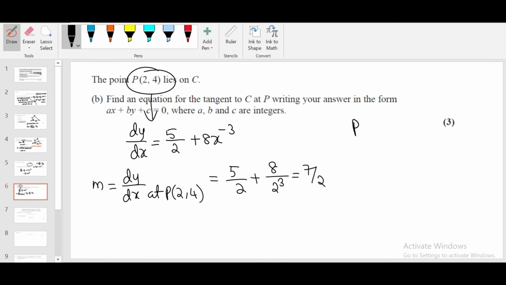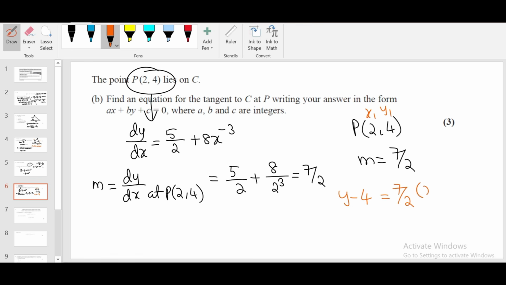And you have a point (2, 4) and a slope of 7/2. The equation is y minus y1 is equal to the slope times x minus x1. Once you reach this step, you have to go back and read the question. They want the answer in this form where a, b, c are integers. So you cannot have a fraction there, right?